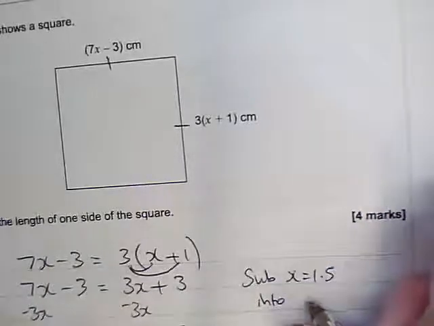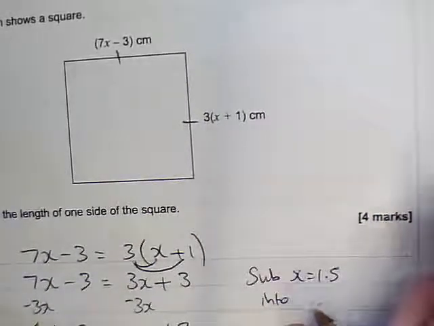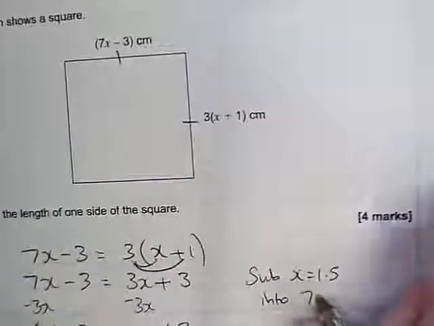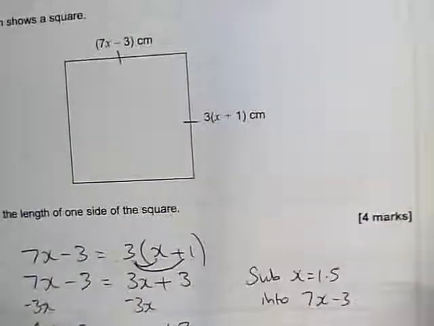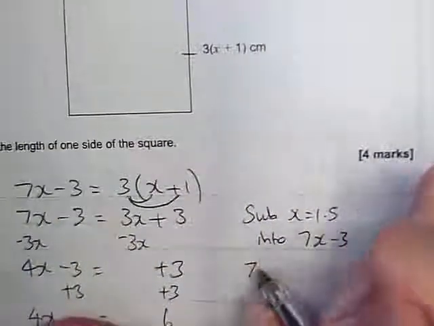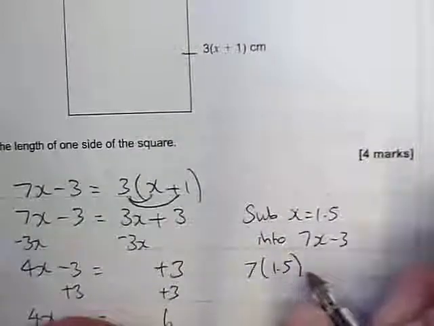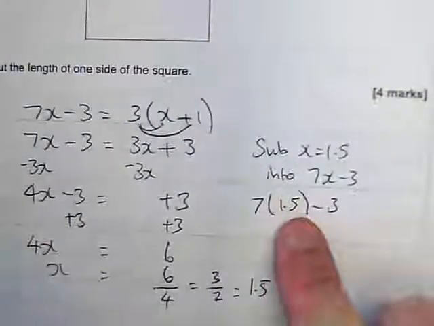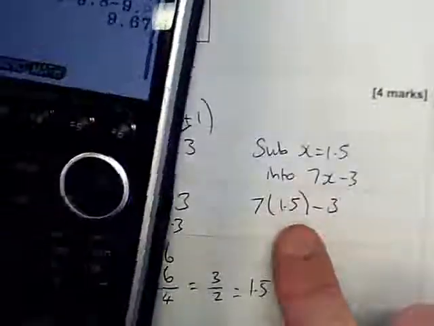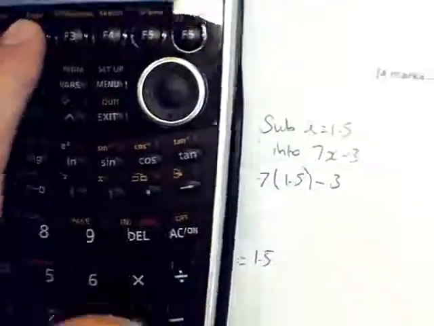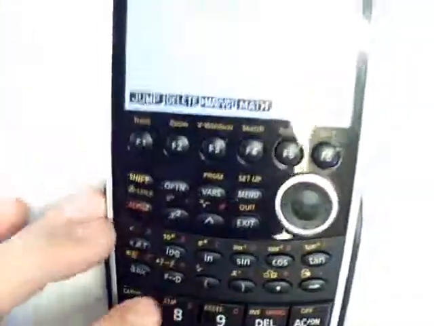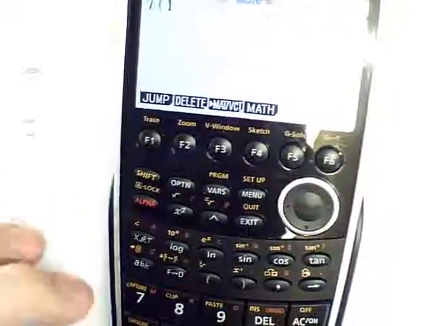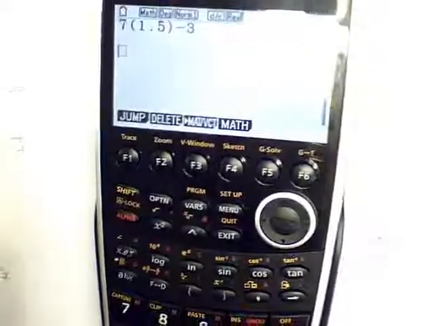So I'll just explain to the examiner that substituting that x equals 1.5 into 7x minus 3, that's what I've chosen to do. So I'm working out 7 lots of 1.5 minus 3. Okay, notice I've used the brackets for the x. This just helps me when I put this into my calculator. So 7 brackets, 1.5 minus 3, and that comes out as 7.5.